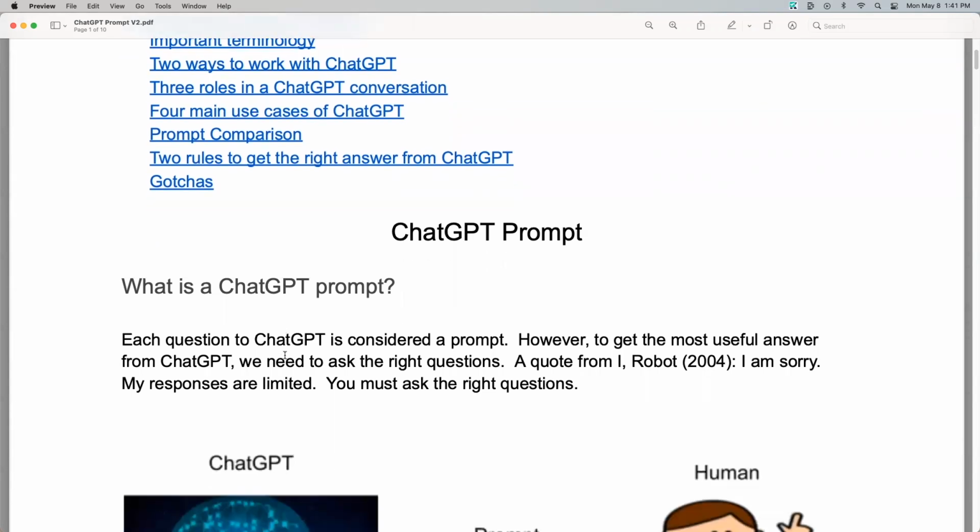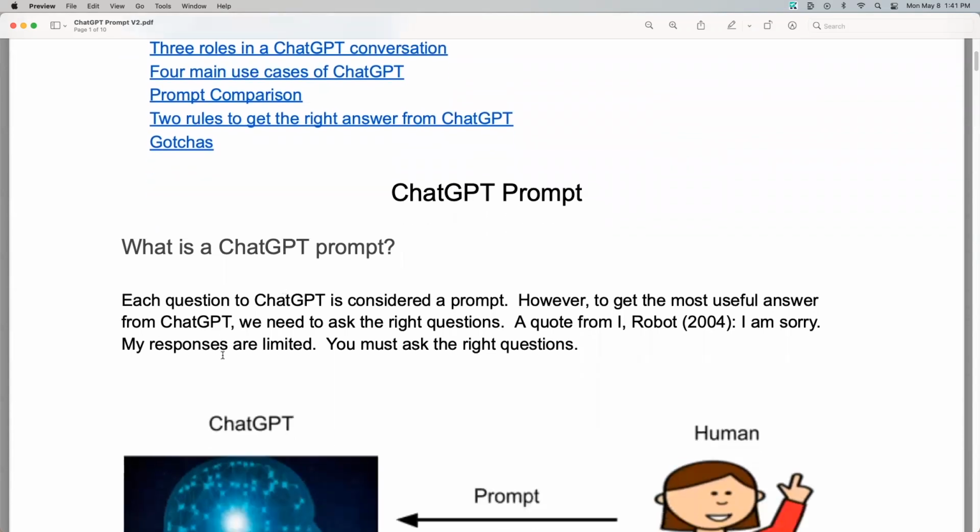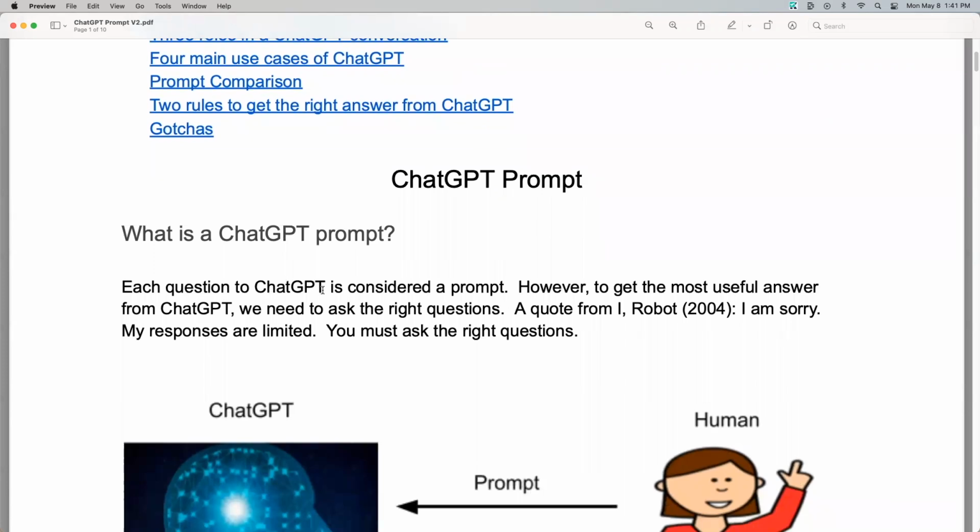What is a ChatGPT prompt? A ChatGPT prompt is actually a question. A question to ChatGPT is considered a prompt. It's a different way of saying what a question is in a ChatGPT context. However, to get the most useful answer from ChatGPT, we need to ask the right questions. Also, ask the question right.